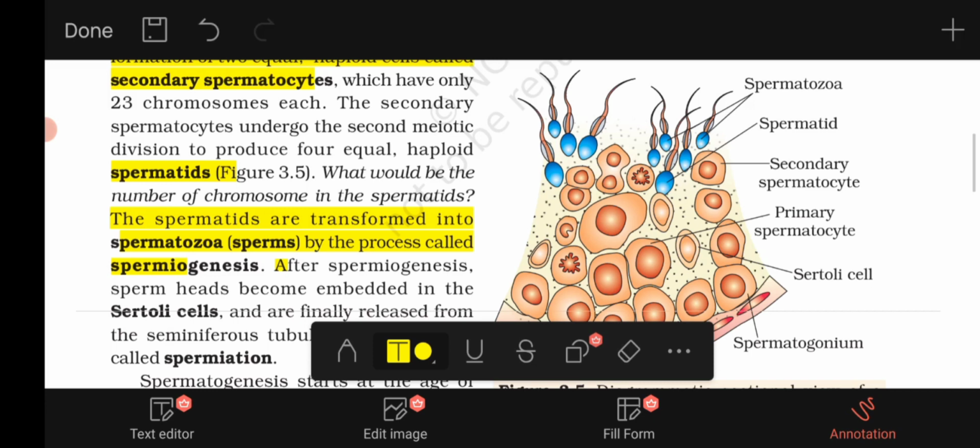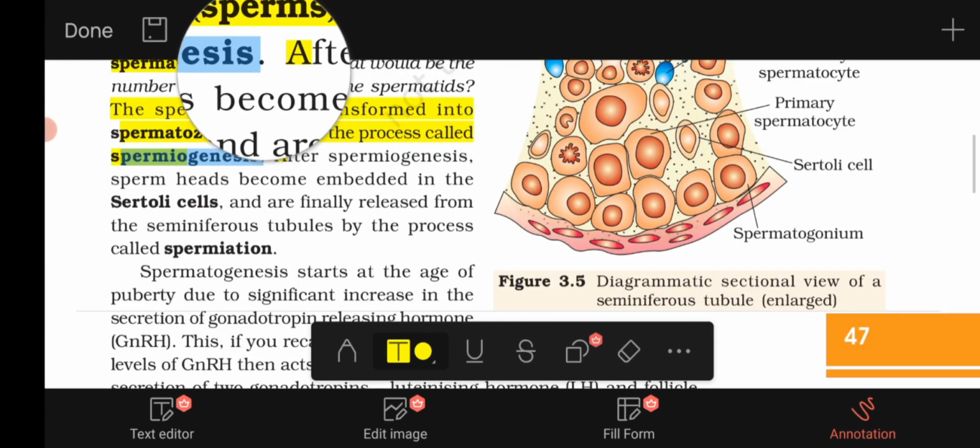So what is the production of sperms, or formation of gametes in males, that is sperms? It is called spermatogenesis. It includes two processes. One is spermatidogenesis, that is formation of spermatids through meiosis, and then the process of development or transformation of spermatids to spermatozoa or sperms. This is called spermiogenesis. Both the processes together are called spermatogenesis.